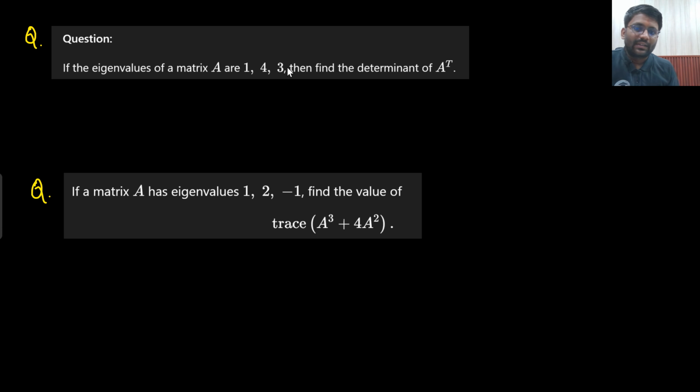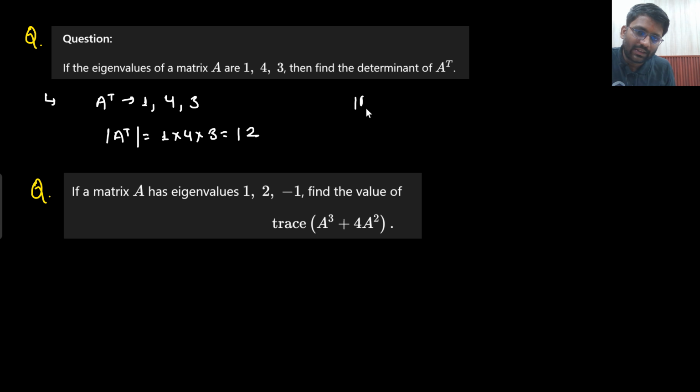If the eigenvalues of a matrix are these, then what are the eigenvalues of A transpose? Sir, that would be simply 1, 4, 3 only. So what will be the determinant of A transpose? The determinant of A transpose would be simply 1 multiplied by 4 multiplied by 3, that will be 12. Or you can say that, sir, the determinant of A and A transpose are always the same.